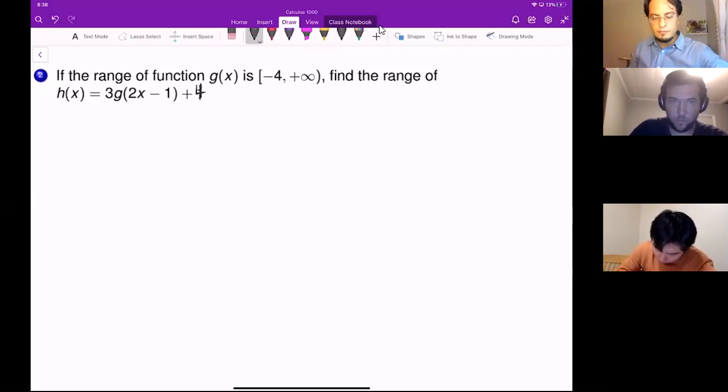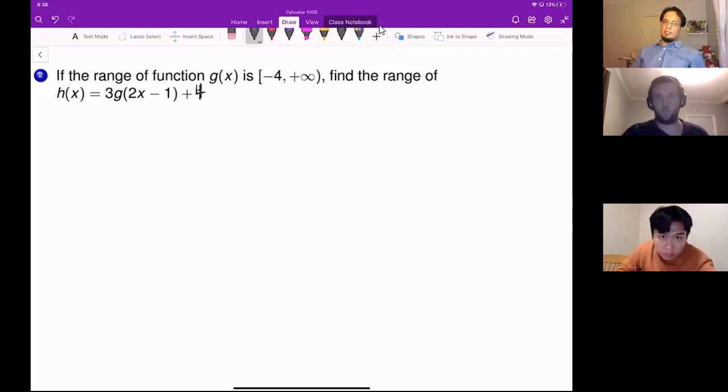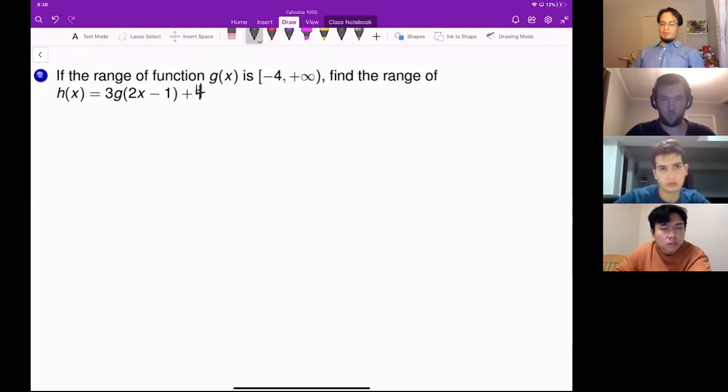Yes. Okay, so this is the question. I will give you 2 minutes. This is a good challenge. And you need to find the range of this new function h. We know the range of g. We want to learn what is the range of h.